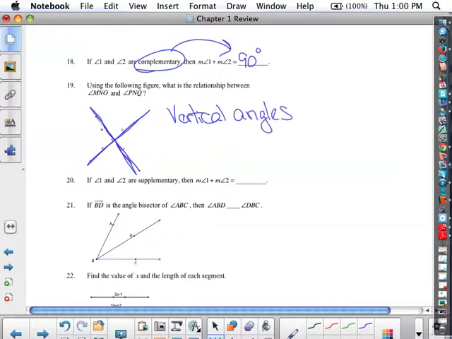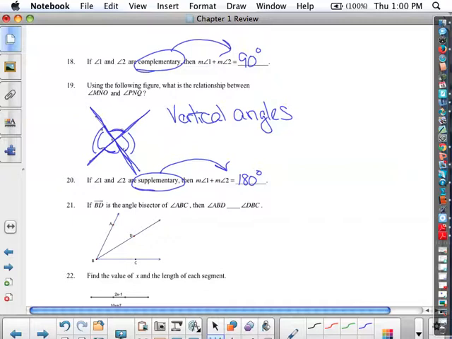They are vertical angles. So those two would be congruent, and then those two would also be congruent. Number 20 says if angle 1 and angle 2 are supplementary this time, then the measure of angle 1 plus the measure of angle 2 equals 180 degrees. Remember, supplementary means 180 degrees.